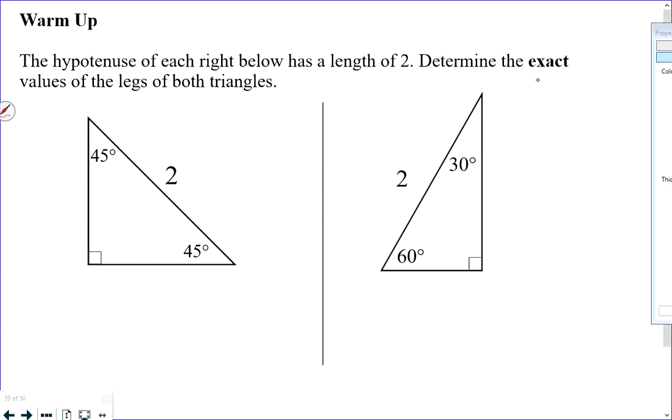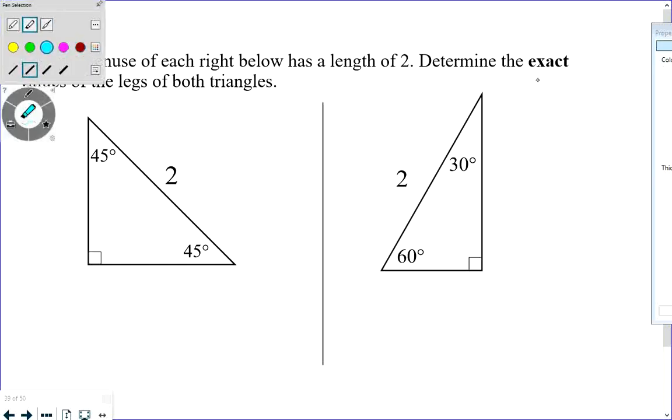Okay, warm up. I have 2 triangles here. I want you to notice that each of these triangles contains a right angle, and I want you to confirm that each of the triangles' angles add up to 180 degrees. I hope many of you would say, since this is a right angle, the other 2 angles have to add up to 90. What's interesting about these triangles is they contain our special angles. So, the hypotenuse of each of these is 2. What is the exact value of all of the other sides? That's the warm-up. How can we find the exact value of these 2 sides?